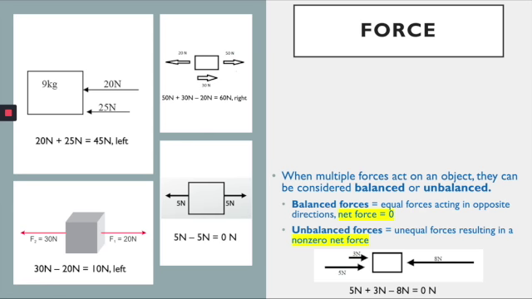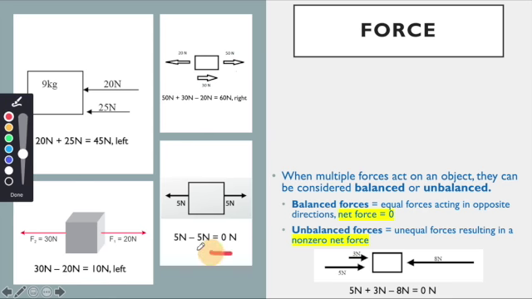When we have multiple forces acting on an object, we can either consider them to be balanced or unbalanced. We will have a balanced system when we have equal forces acting in opposite directions, which result in a net force of 0. And that's what we're seeing here in this example with this box, right? We have equal forces of 5 newtons on both sides, both pulling in opposite directions, and that results with a net force of 0 when we work out the calculation.